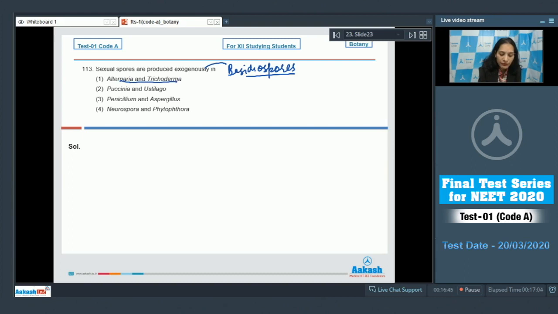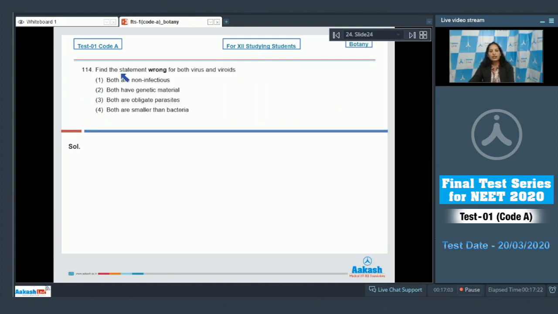Alternaria, Trichoderma, these are deuteromycetes. Puccinia, Ustilago, yes. Penicillium, Aspergillus, ascomycetes. Neurospora, ascomycetes. Phytophthora, phycomycetes. So the correct option for the given question is option number 2. Let's move to the next question.